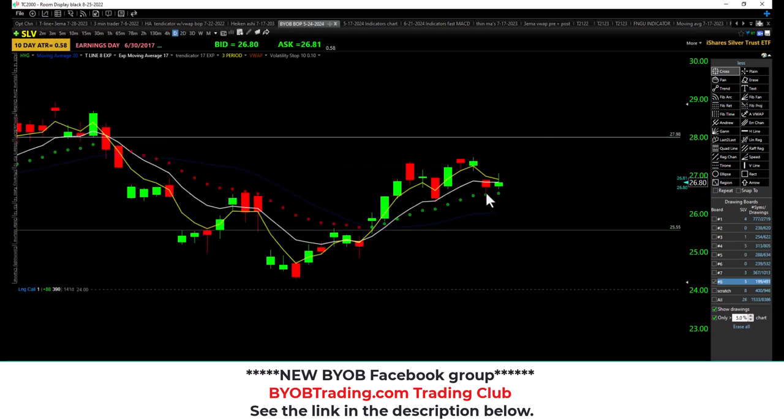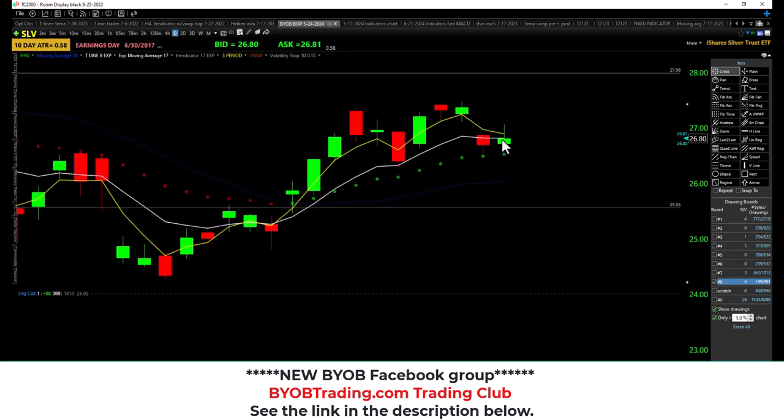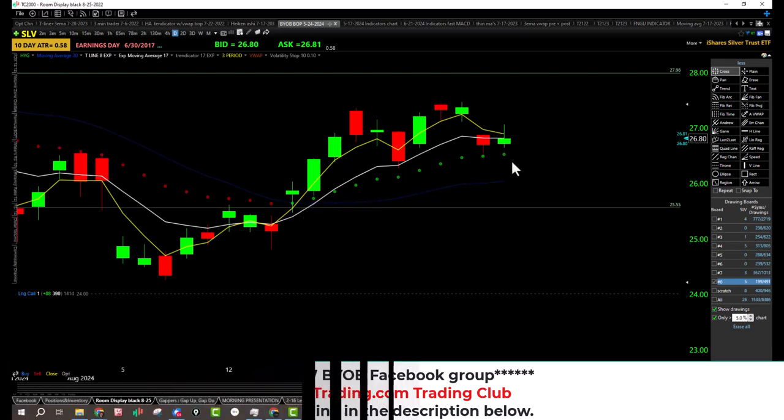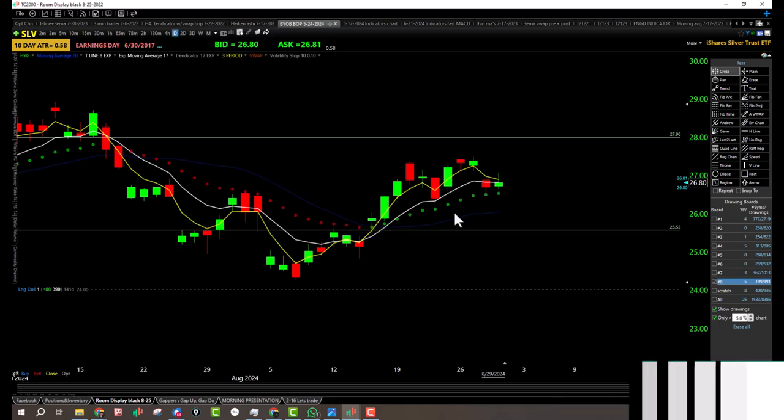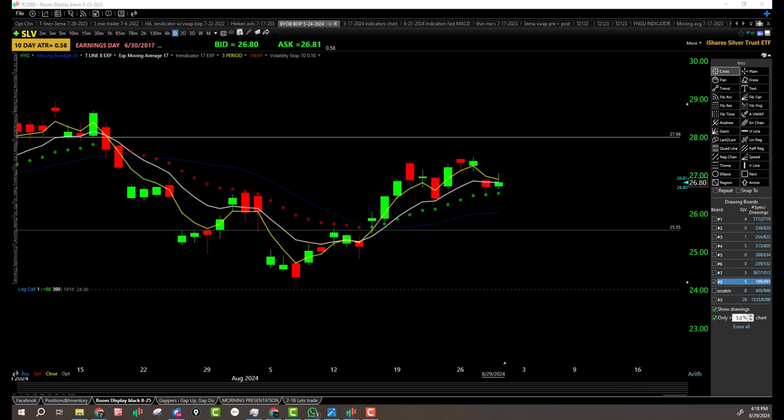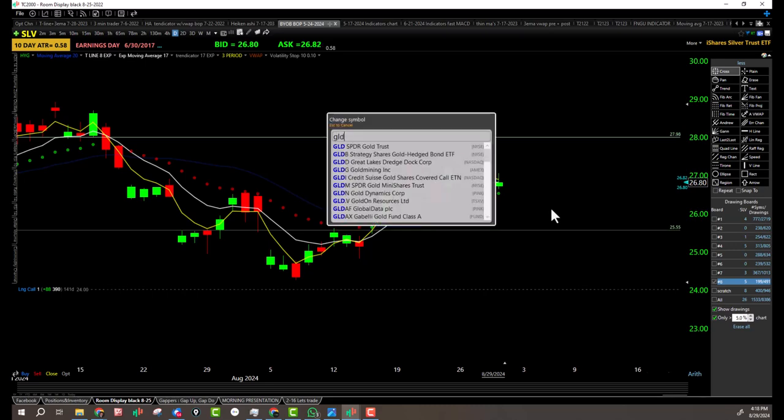SLV. SLV still in an uptrend. Price action, higher low, higher high, closing in the bullish trap over the rising 17 EMA. SLV still in an uptrend. It's been in an uptrend since we took out that high right there. Okay, so there's SLV. Let's take a look at GLD.